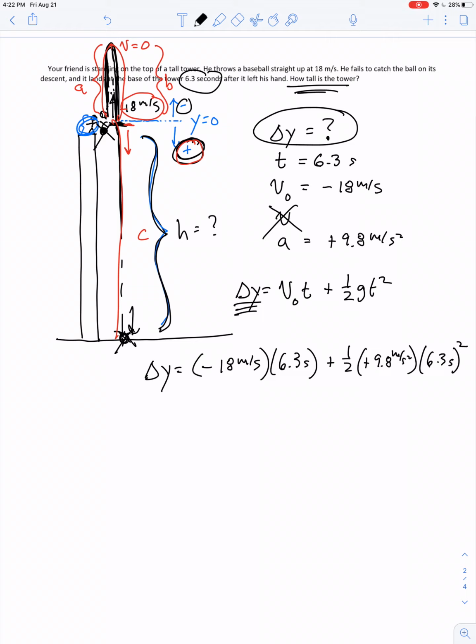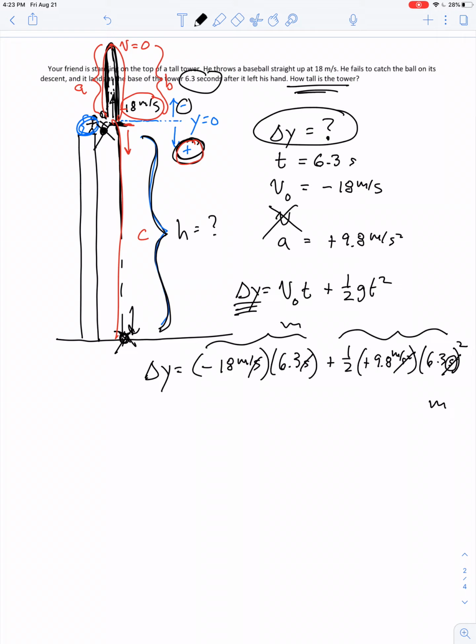Now let's look at the units as always. These seconds get squared, so they cancel with those seconds squared. So that portion of the equation is going to give us some amount of meters. These seconds cancel with these. That also yields meters. And so overall, it's just a combination of meters. Grab a calculator.